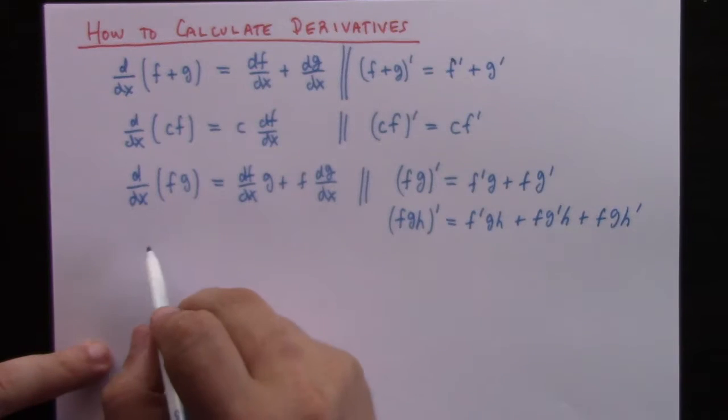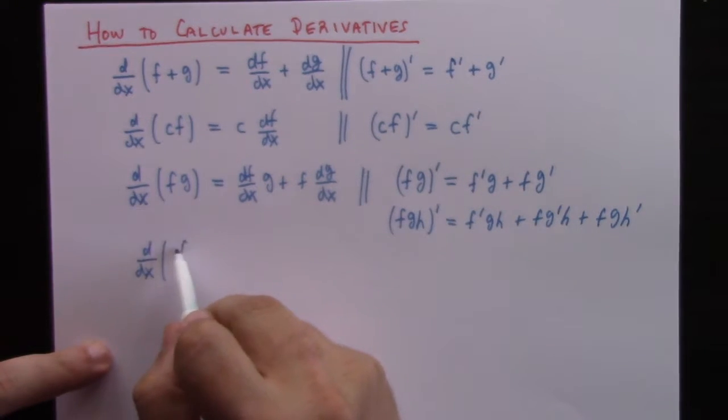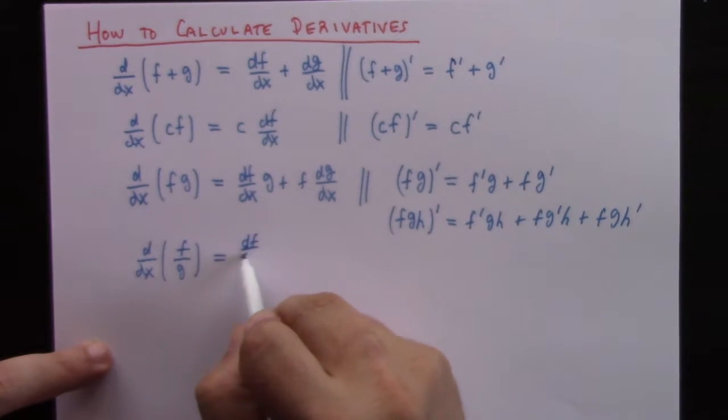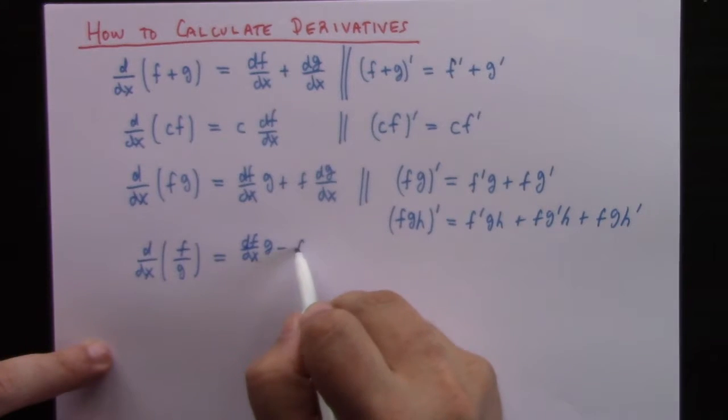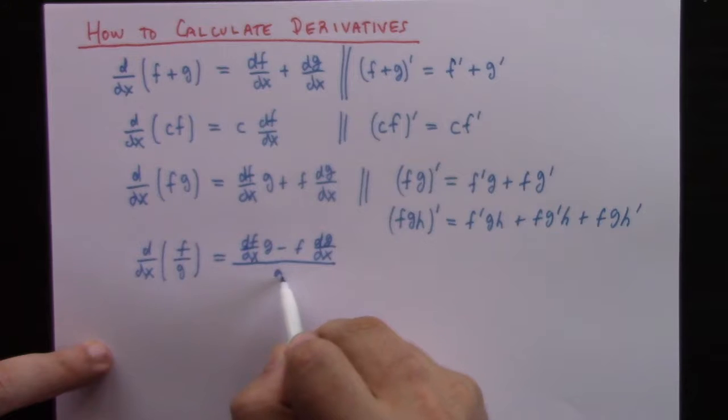All right. Quotient rule. Well, ddx of f over g, right, is df dx times g minus f times dg dx. The minus goes with the derivative of the denominator function, divided by g squared.